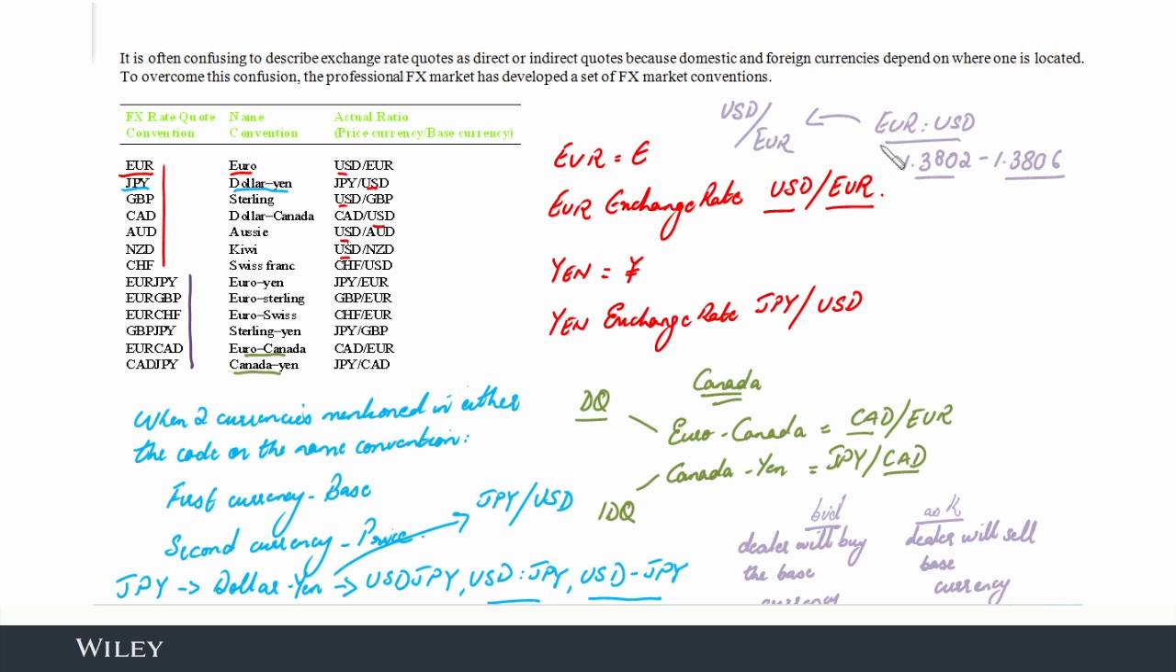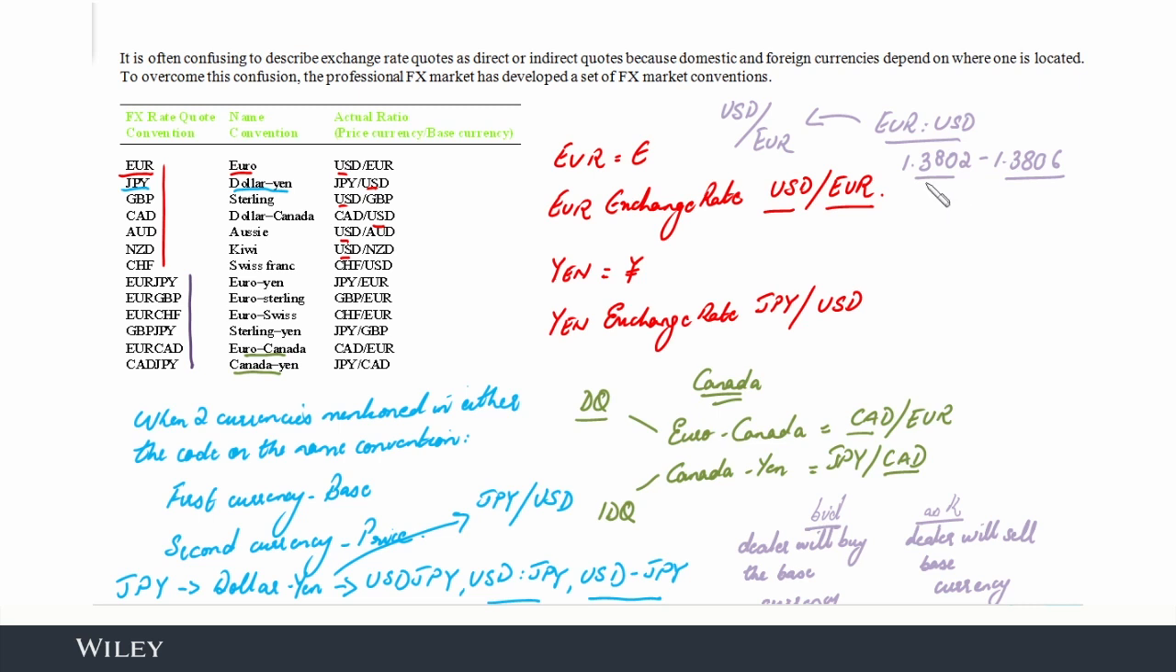The currency mentioned first in the convention is the base currency. The currency mentioned second is the price currency. So we're representing the price of the euro. These rates represent the rate at which the dealer is willing to buy the euro in terms of dollars, and this rate represents the rate at which the dealer is willing to sell euros in terms of US dollars. From the client's perspective, note that she would receive $1.3802 for selling her euros, and she would have to purchase euros at the price of $1.3806 per euro. Right? So the roles are reversed.